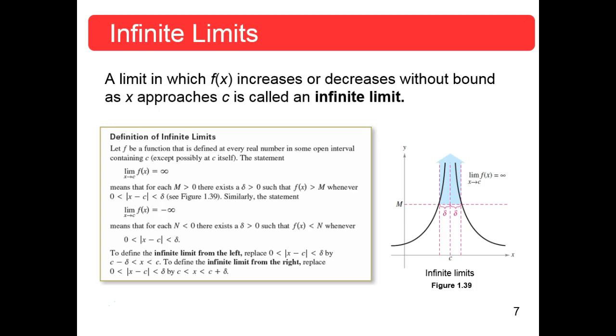Or as x approaches c, f of x going to negative infinity means there's some N less than 0. In some books they use a little m here, and some use a capital N. There exists some delta greater than 0, such that if you get within delta units of x equals c, you can guarantee your f of x is still going to be less than that N. No matter how small that N is, you can always get even more negative than that.